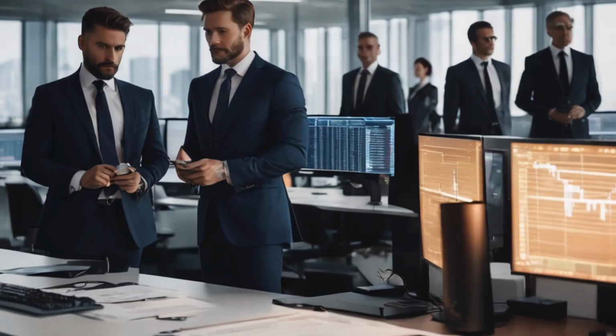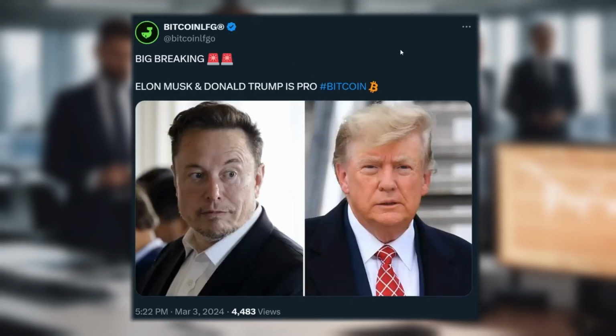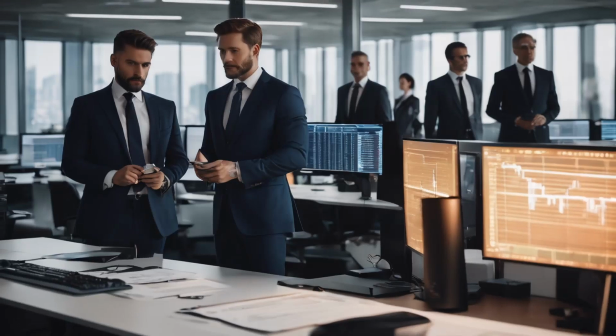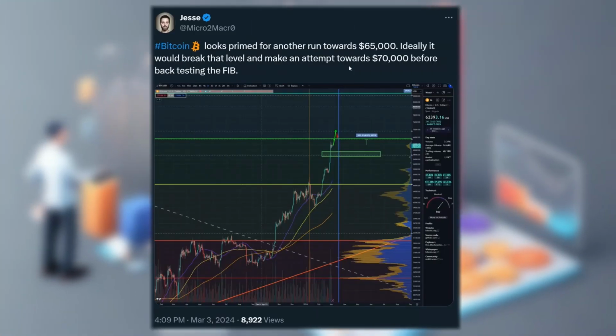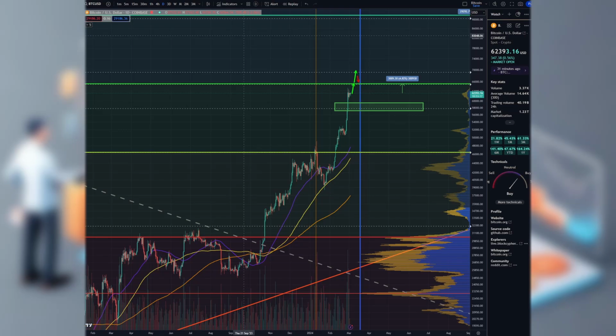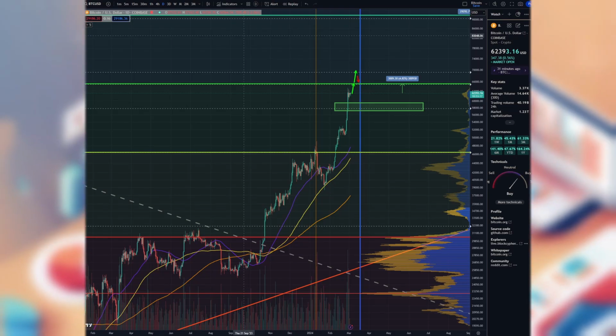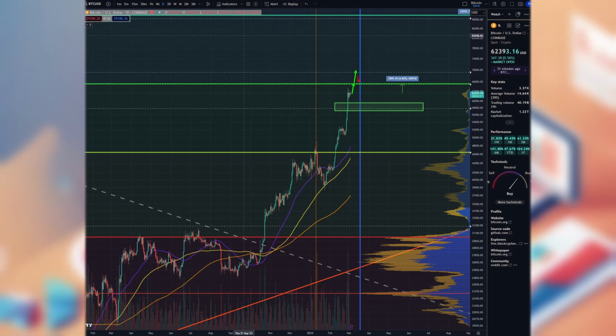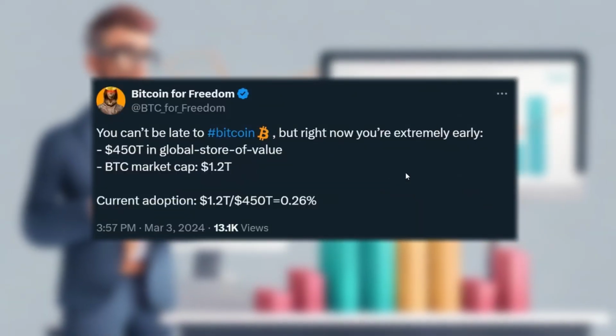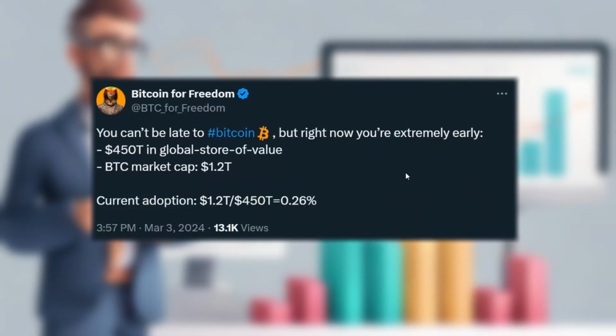So let's go to the next one, as Elon Musk and Donald Trump are pro-Bitcoin, and you need to know those news. Bitcoin looks primed for another run towards 65,000, and ideally it would break that level and make an attempt over 70,000 before back testing the Fibonacci extension. You can't be late to Bitcoin, but right now you're extremely early.